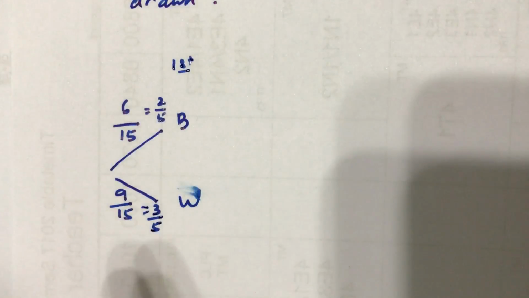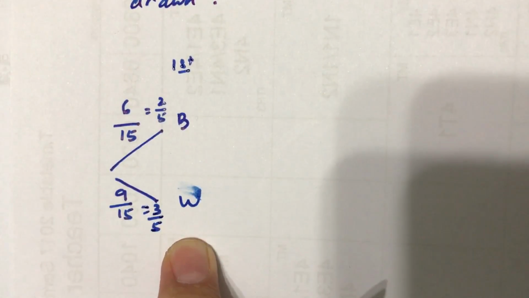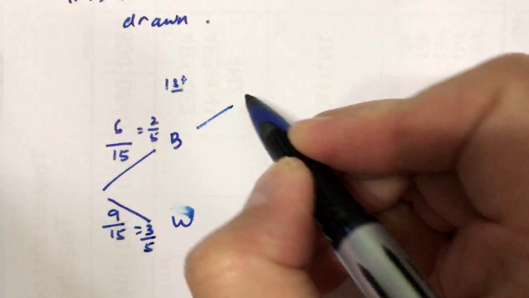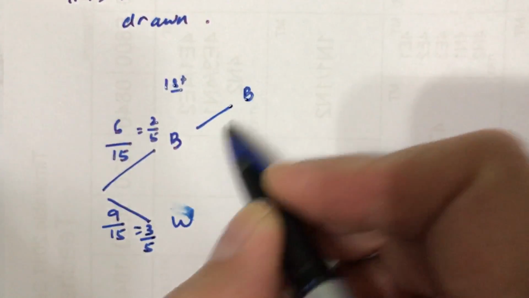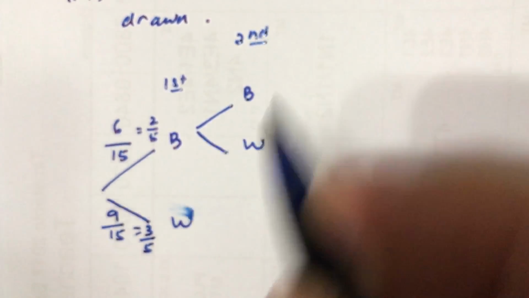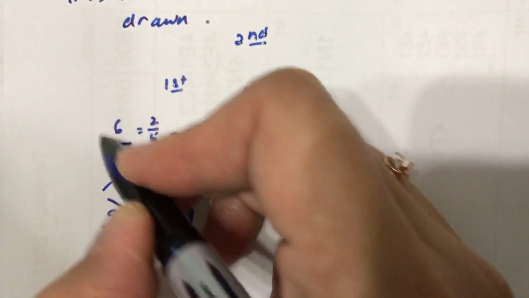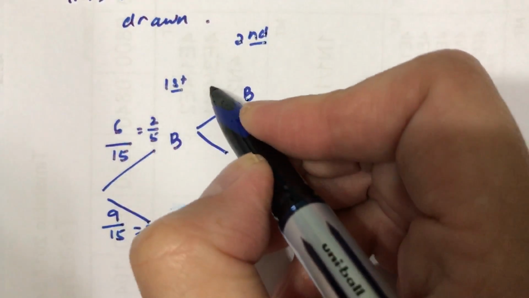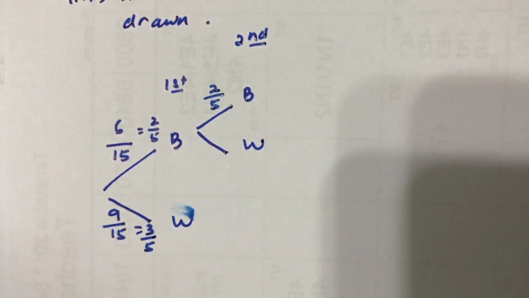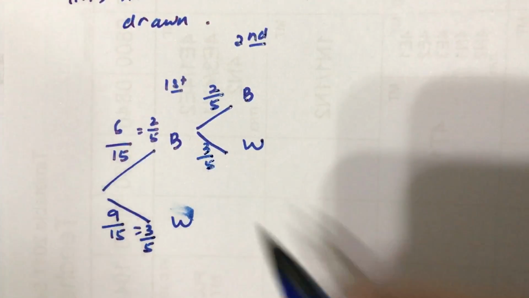Now, after taking the first token, I'm going to put it back in again. So I'm back to having 6 black and 9 white. No difference. So when I want to branch out the second time around, I also have the possibility of getting either a black or a white. This is for the second draw. Because I put the black one in, I'm back to having 6, and since we can reduce it to 2/5, I'm going to write here 2/5. And for the white, no change, it will be 3/5.